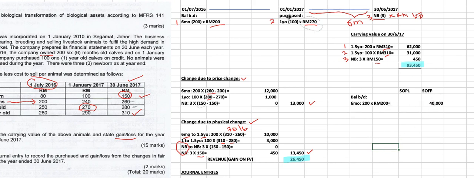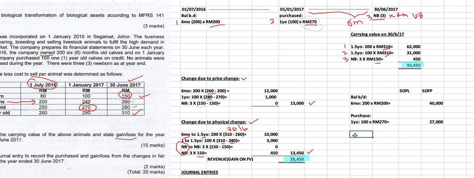And then you purchase. So when you purchase, 1 year old. So this one is 100 times RM 270 here. So 100 times 270 is 27,000. This one also goes into SOFP because your asset increase.